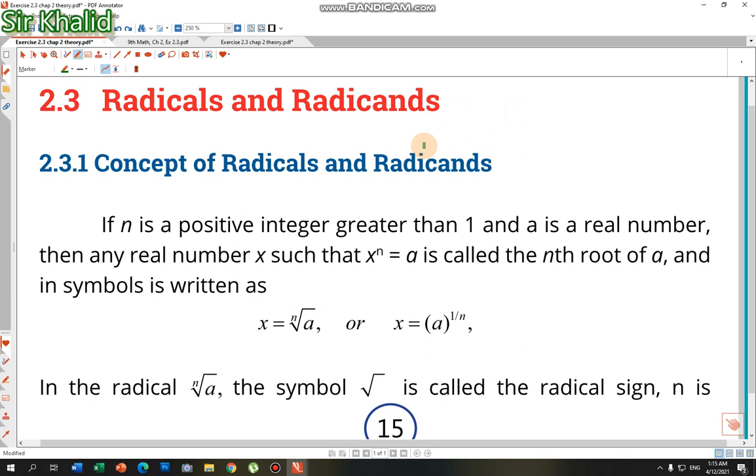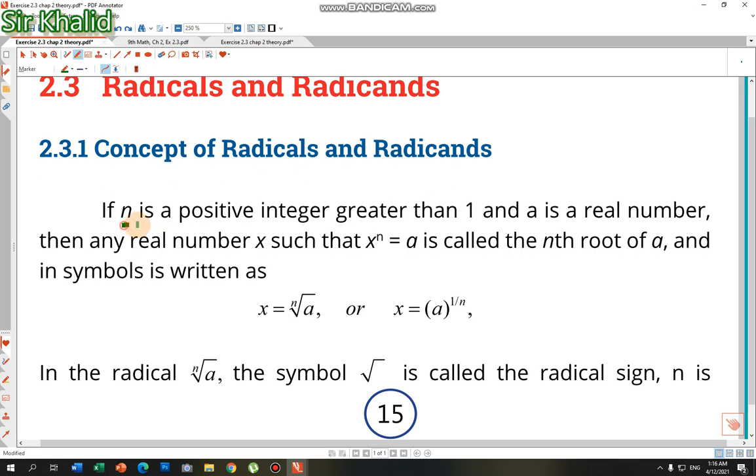Good morning, dear students. Radicals and radicand, article 2.3 of chapter number 2. This is the topic for today. Here is the concept of radicals and radicands.